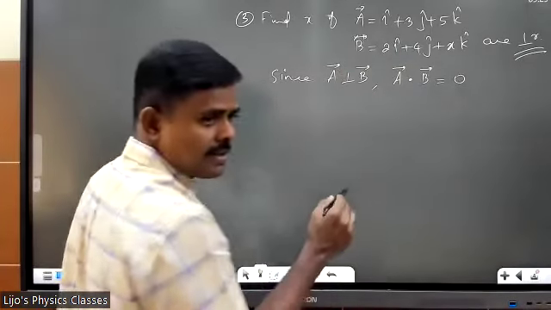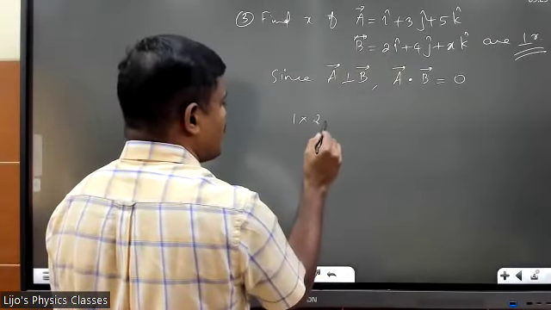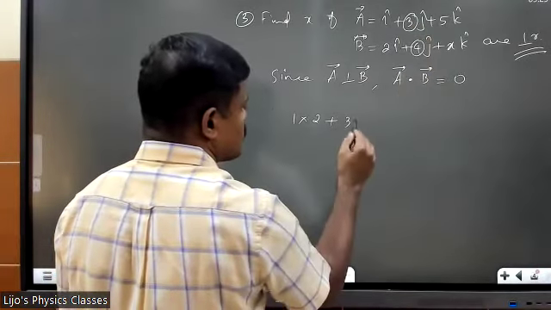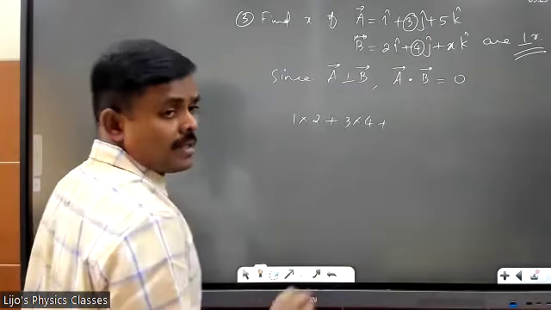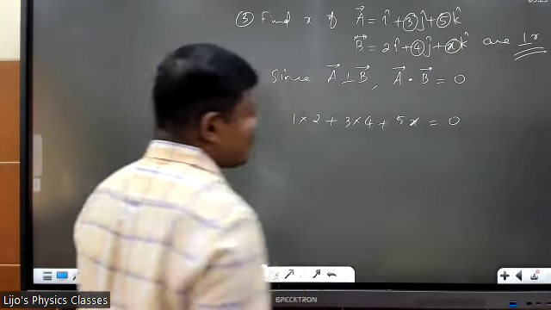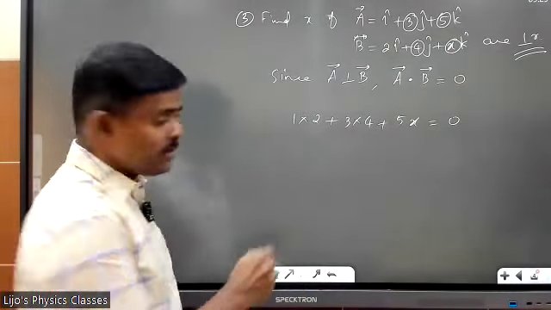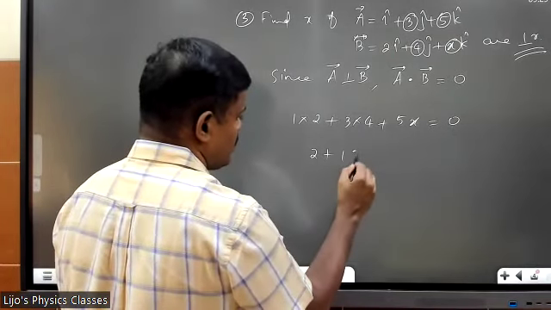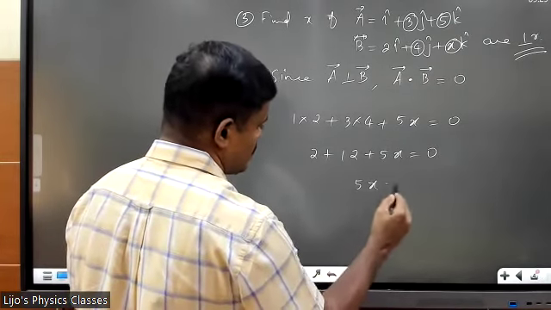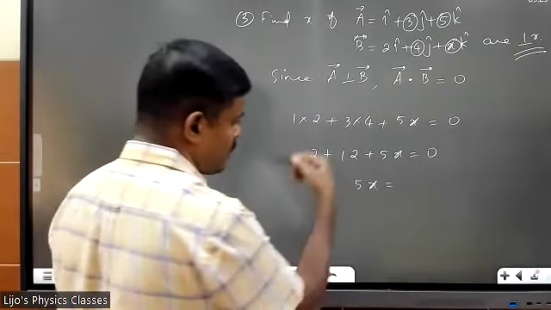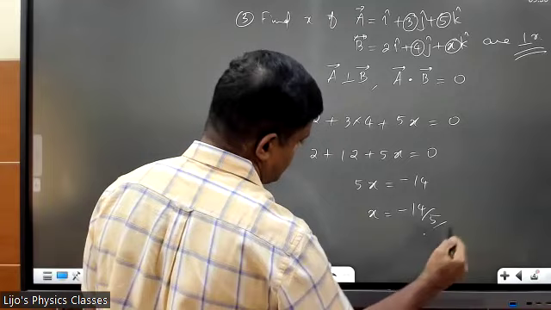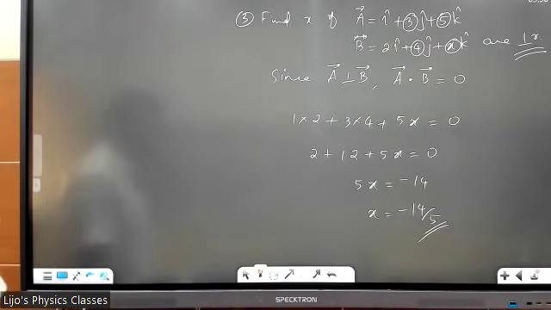Here it is 1i, right? 1 into 2, plus. Then here it is 3, here it is 4, so 3 into 4 plus. Here it is 5, for this one it is x. 5 into x is equal to 0. This is 2, 1 into 2, 2. 3 into 4, 12. Plus 5x is equal to 0. So 5x is equal to 12 plus 2, 14, goes to the right side, minus 14. So x will be minus 14 by 5.